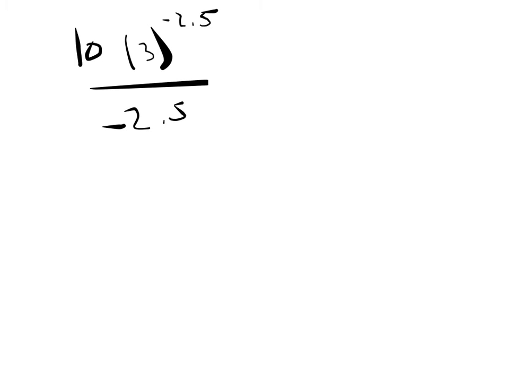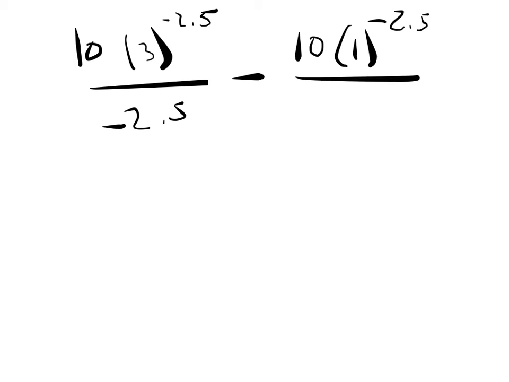So we have 10 times 3 raised to the minus 2.5 over minus 2.5, minus 10 times 1 raised to the minus 2.5 over minus 2.5. Now we have two negatives here, which would make a positive, and one negative here.